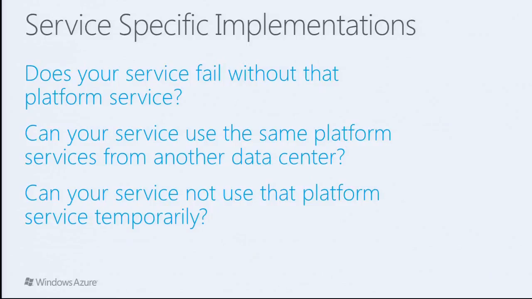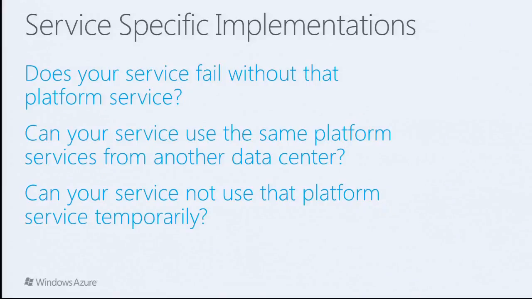You can also think about using the same platform service from another data center. And one of the things that I did with Humble Me is if I have a SQL Azure outage, I could have switched across to use a SQL Azure database in another data center. However, what I decided to do was if SQL Azure doesn't work, I should just fail the entire app across into the other data center. And that's the last bullet. Can your service not use that platform service temporarily? That could be an option as well.